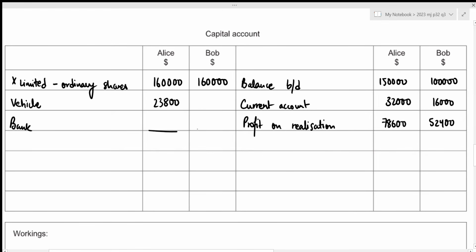Let's figure out the total for our credit side, because clearly that's the heavier side for both Alice as well as Bob. The total of Alice is 150,000 plus 32,000 plus 78,600, which results in 260,600. And for Bob, that is just going to be 100,000 plus 16,000 plus 52,400, which results in 168,400. Now that's the total for our debit side as well.